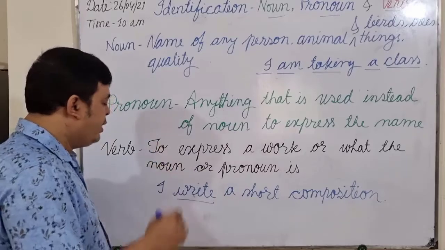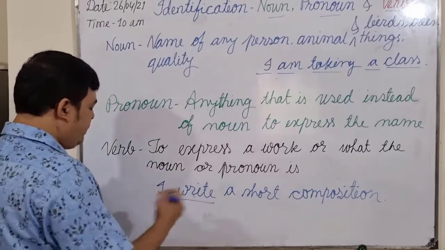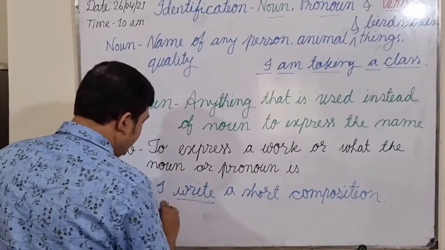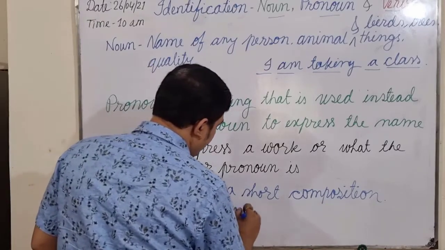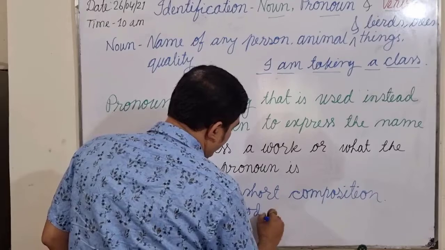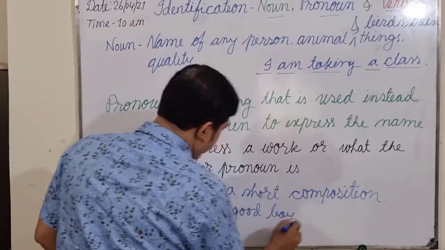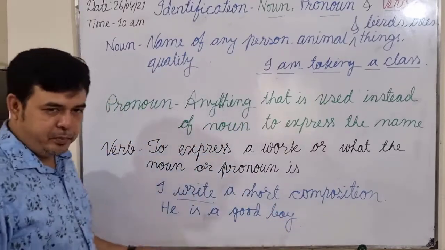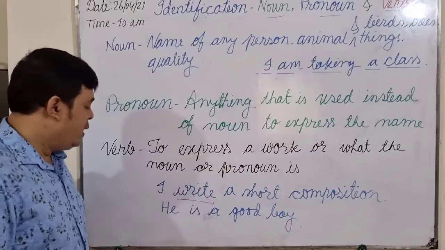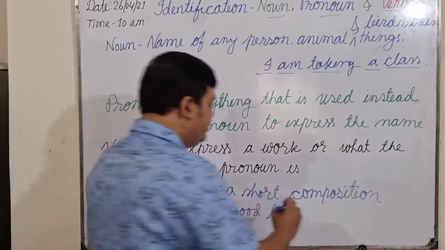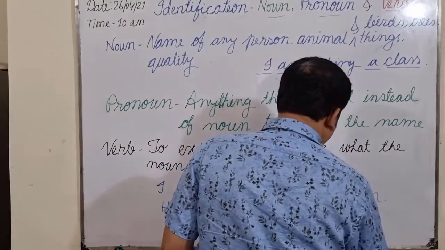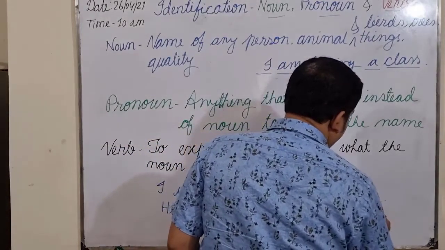But if the sentence is like this: "He is a good boy." What is the verb here? Here there is no action verb. Another example: "They were poor."